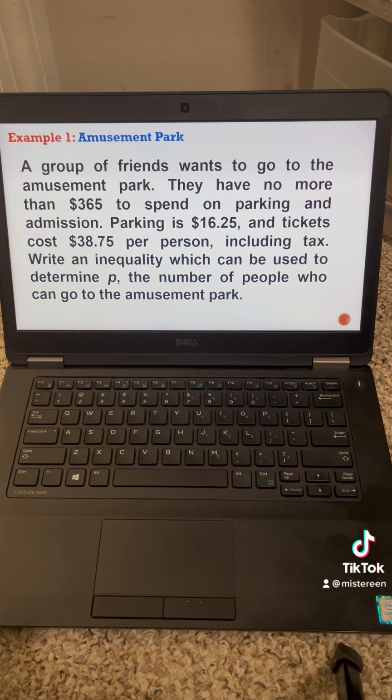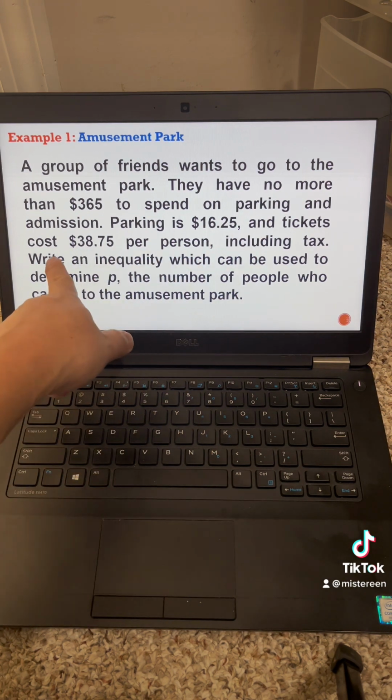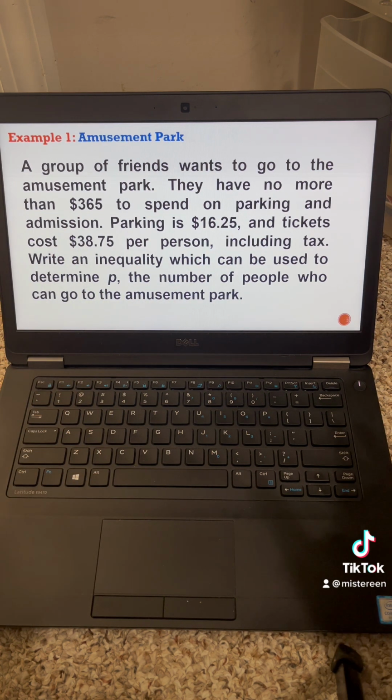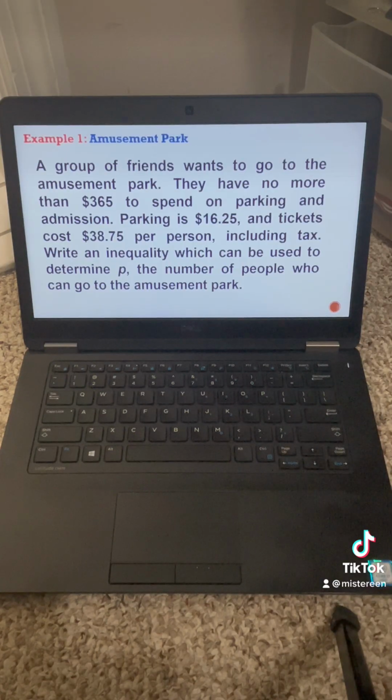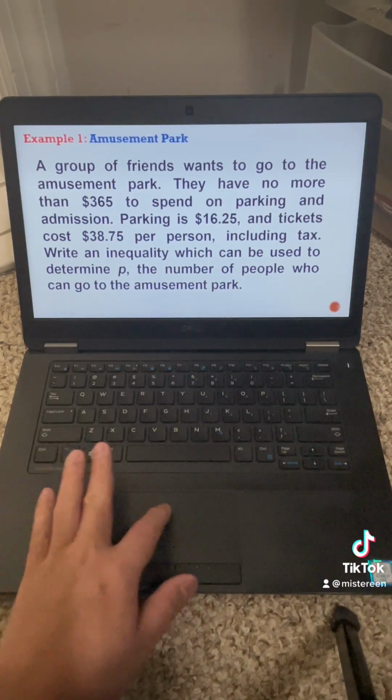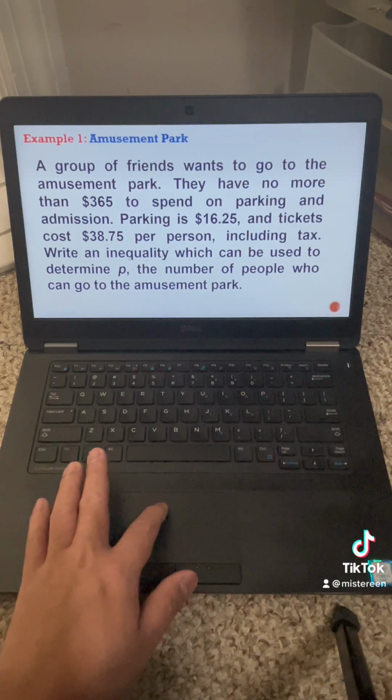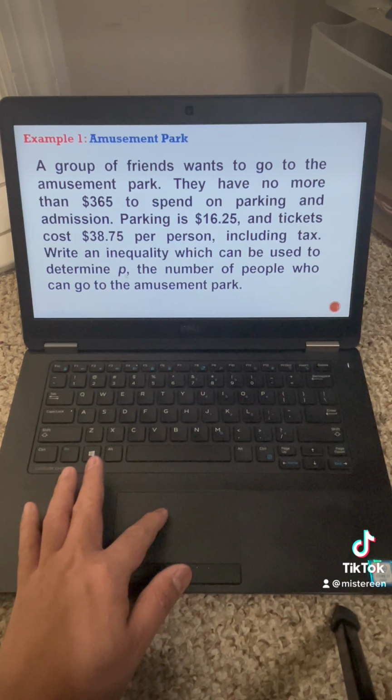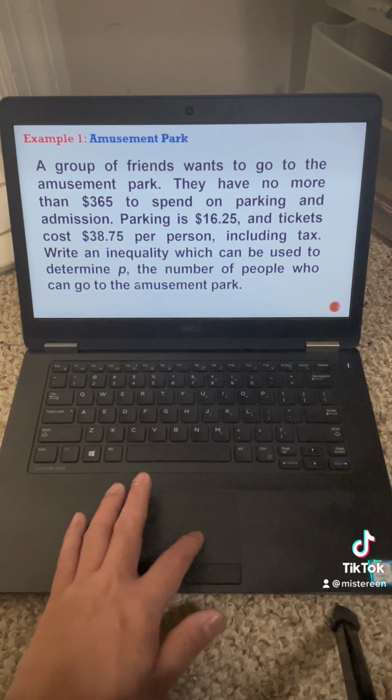All right, so in any word problem, it is very important that you first understand the situation in the word problem. So in here, if we try to rephrase it, there is a group of friends and they want to go to the amusement park, and then they can only spend the $365. So when they go there, they need to pay for parking and tickets. That's basically what this problem is about. Now, the problem is asking us to create a linear inequality that can be used to determine the P. P is a variable that means the number of people who can go to the amusement park.